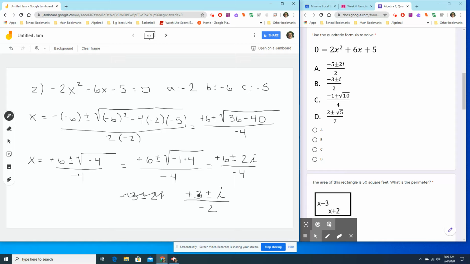Alright, so that's going to give me 3 plus or minus i divided by negative 2, or, depending on where you put the negative, I can also have negative 3 plus or minus i over 2, which is B. Alright, get that ugly guy out of there.